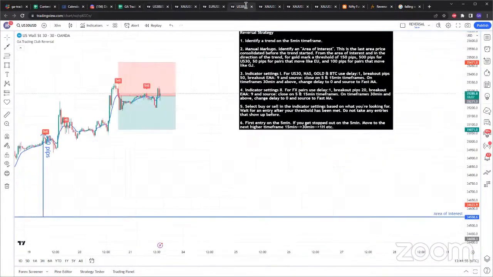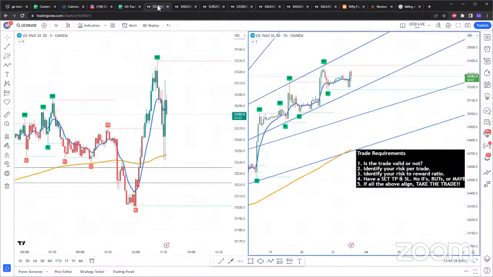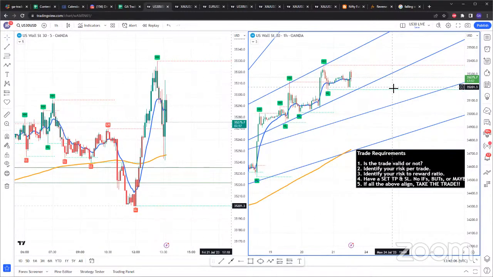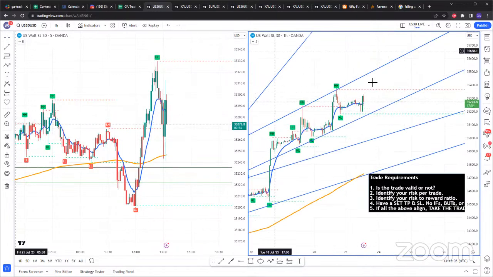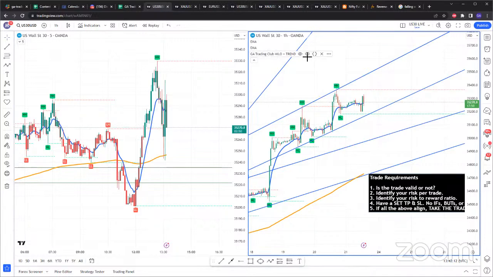All right, yeah, so personally, this is the only trade that I am in. And again, US 30 is in no man's land. By no man's land, I mean it's in between two trend lines. So it's in between this upper limit and the bottom limit.